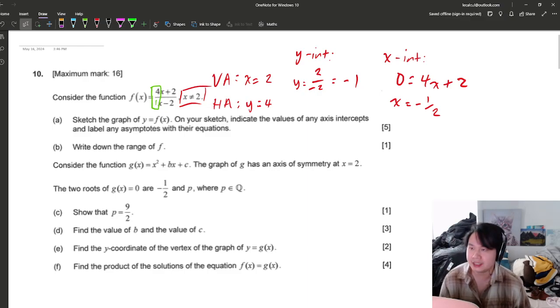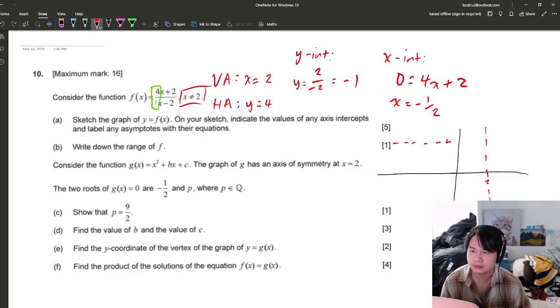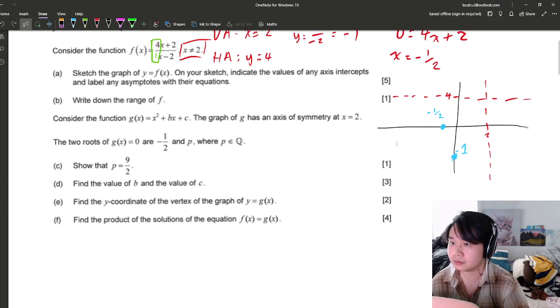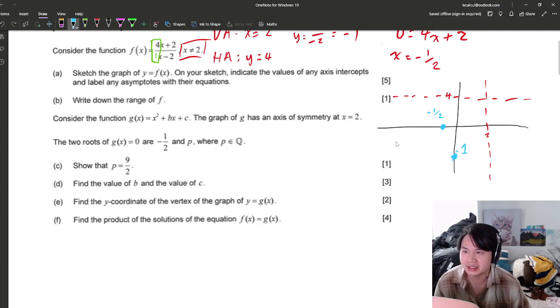Okay, then we make our sketch. We have our vertical asymptote here at 2. Our horizontal asymptote here at 4. And then our intercepts, there's one here at -1/2 and -1. And then this is not to scale, but whatever.